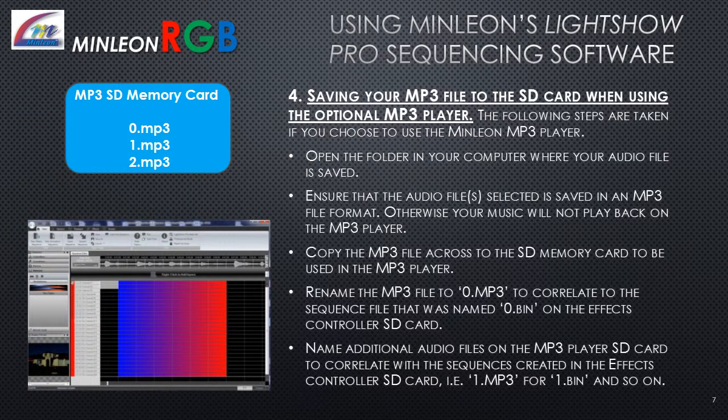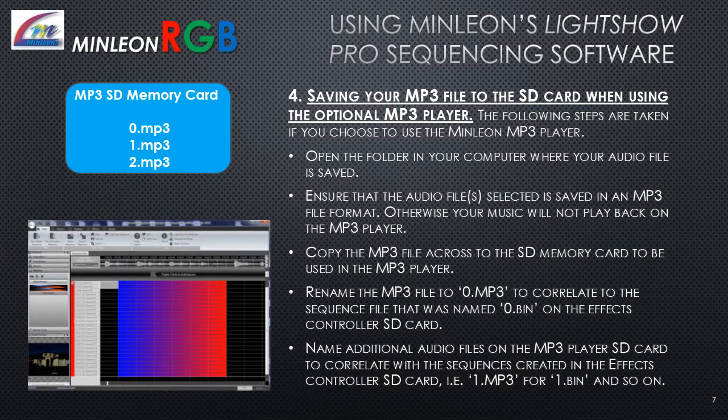4. Saving your MP3 file to the SD card when using the optional MP3 player. The following steps are taken if you choose to use the Minleon MP3 player. Open the folder in your computer where your audio file is saved. Ensure that the audio file selected is saved in an MP3 file format. Otherwise, your music will not play back on the MP3 player. Copy the MP3 file across to the SD memory card to be used in the MP3 player.